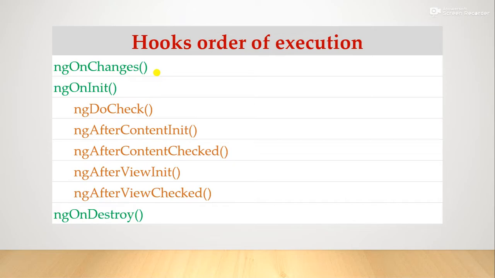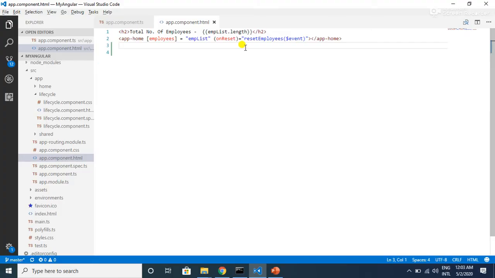Out of all these hooks, the most commonly used hooks are ngOnChanges, ngOnInit and ngOnDestroy. You can also use ngDoCheck or any other lifecycle hook depending on your requirement. We will discuss the purpose of each and every hook, when these hooks are called, and how to inject our custom logic into these lifecycle hooks. So let's start with the first one, that is ngOnChanges.